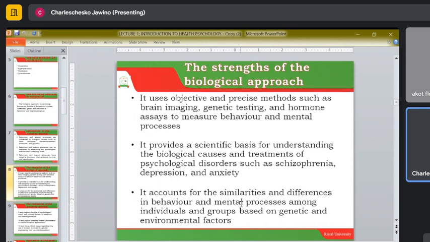Secondly, it provides a scientific basis for understanding the biological causes and the treatments of psychological disorders. For example, schizophrenia, depression, anxiety. Anxiety means fear. Depression causes an individual not to be settled. I guess we know depression and how it occurs.